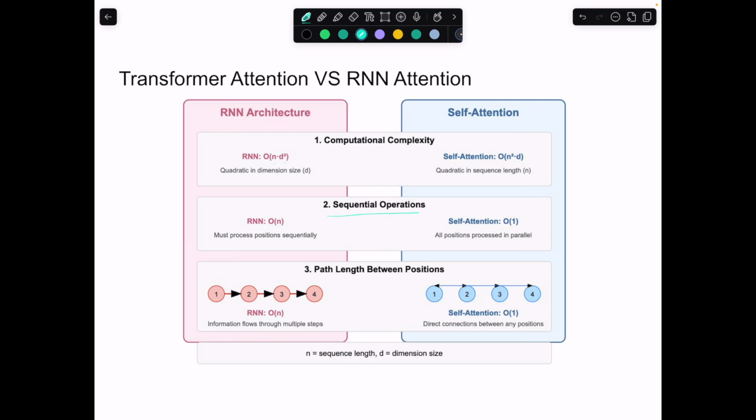And next is the sequential operations. The less sequential operation it has, the more parallelism it can apply. Because in an RNN, every hidden state is dependent on the last hidden state, the sequential operation for RNN is O(N). But for self-attention, there is no such step-by-step dependency, so everything can be run in parallel. That's why the sequential operation is O(1).